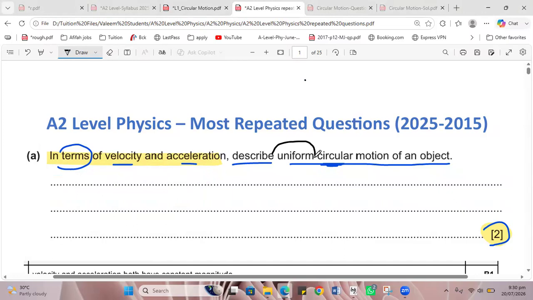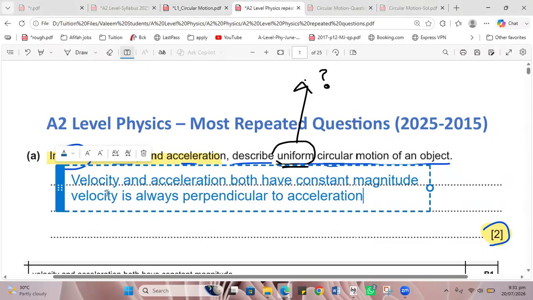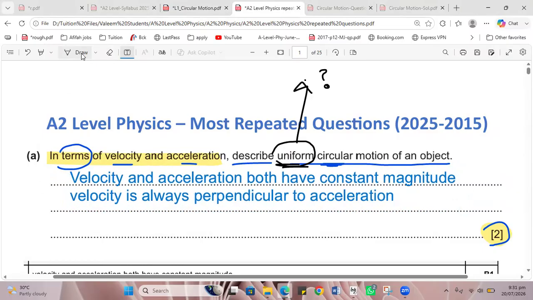In A-level questions, always look at minute details in questions. Uniform, what does uniform mean? Uniform means constant, right? Constant circular motion. So you need to include a reason that points out to uniform as well. So your answer should be something like this: velocity and acceleration both have constant magnitude. That's what makes it uniform circular motion. This was the point that you're missing.